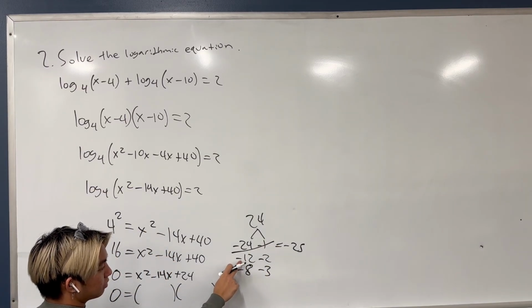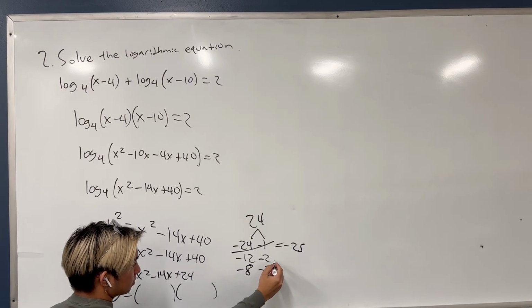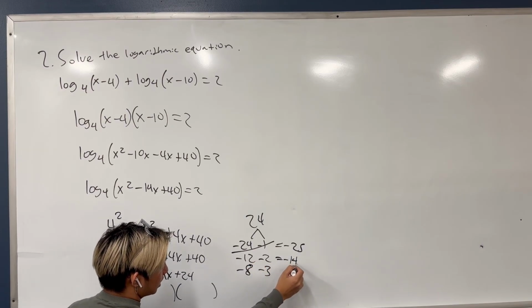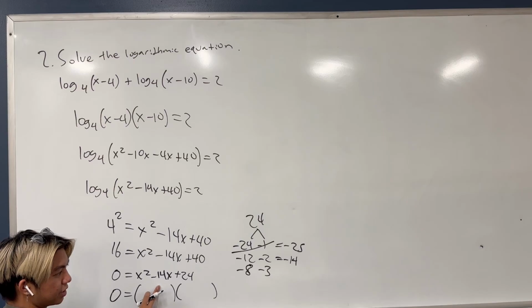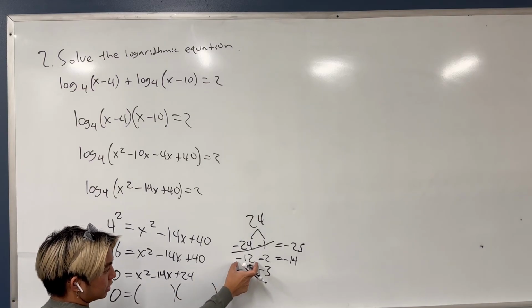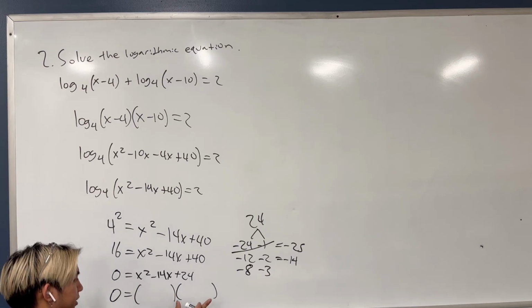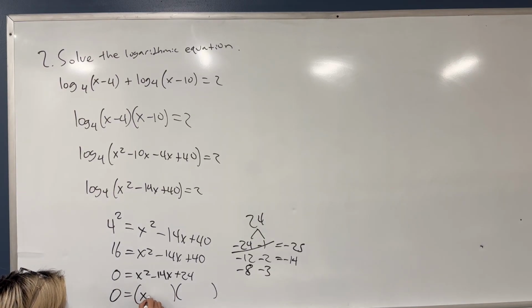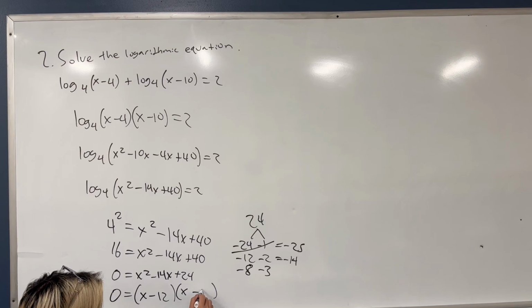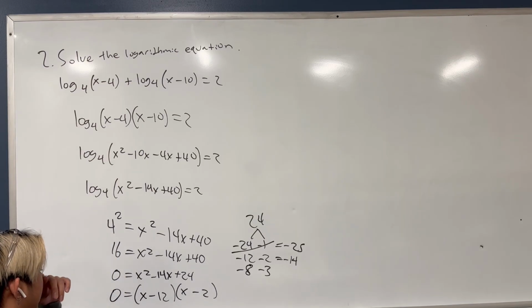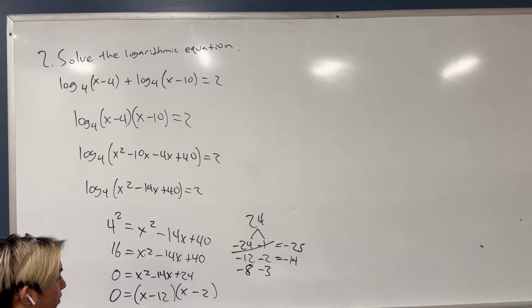We have negative 12 and negative 2. This equals negative 14, and look at that, we have negative 14 right here. So I'm just going to translate these numbers, negative 12 and negative 2, into our parentheses here. So we have x minus 12 and x minus 2. Cool.